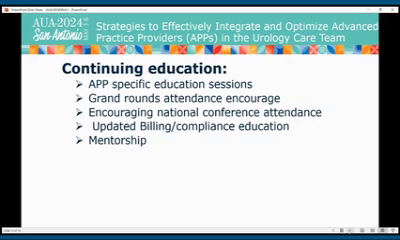And then also we just have ongoing mentorship. So from orientation and continued throughout, there's always that invested interest from our physicians and our fellow APPs to continue to mentor each other and make each other stronger.